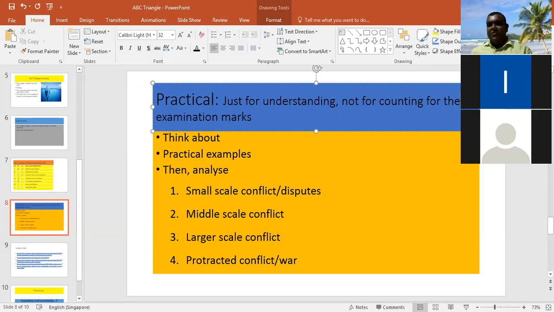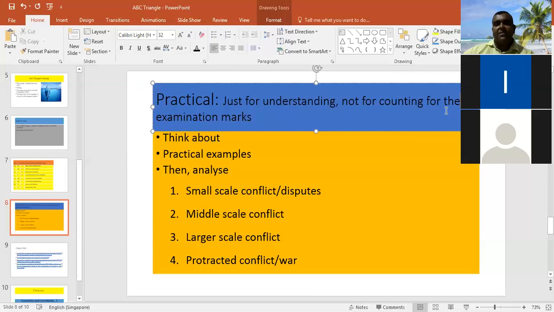I can teach, but you have to learn it by practicing, because when you are going to analyze conflict, we have to apply this concept. Think about practical examples, then analyze a conflict. It might be a small scale conflict or dispute between two persons or two groups. Then middle scale conflict, large scale conflict, or protracted conflict or war. Protracted means a long-drawn conflict or war, like the 30 years war in Sri Lanka. They are called protracted conflicts or protracted wars, right?